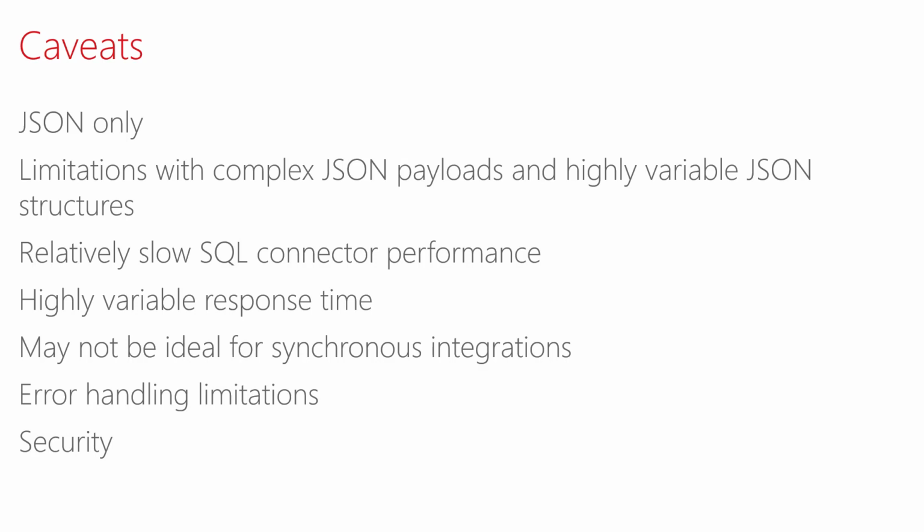Second, there are some limitations with complex JSON payloads and highly variable JSON structures. The example payload that I created was relatively simple. In the real world, you'll often get much more complex payloads. And one of the big problems with those complex JSON payloads is that they may be highly variable. So for instance, when it's called under a certain circumstance, you may receive a payload with an array.